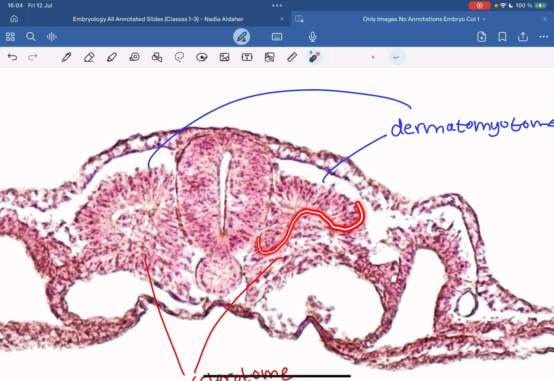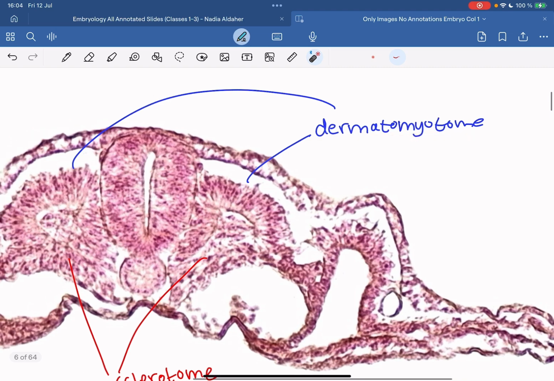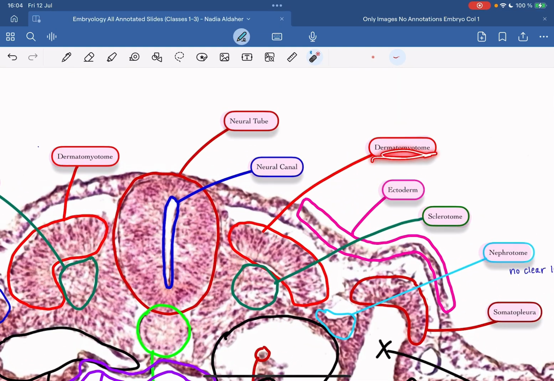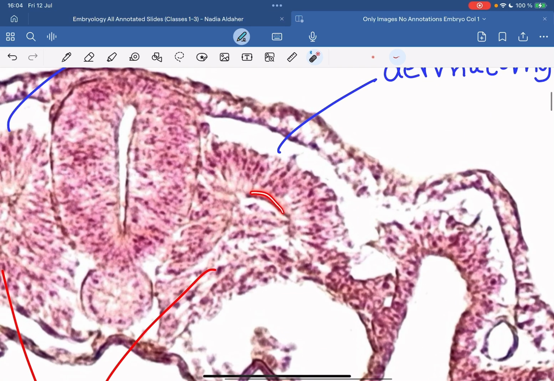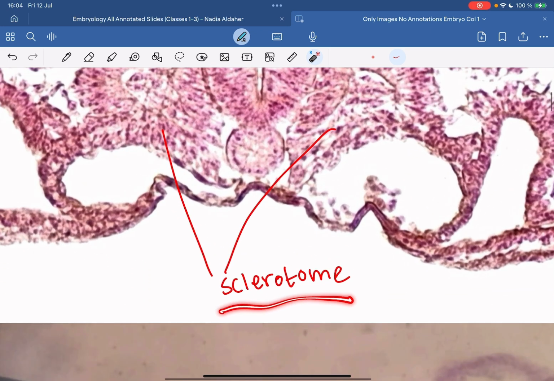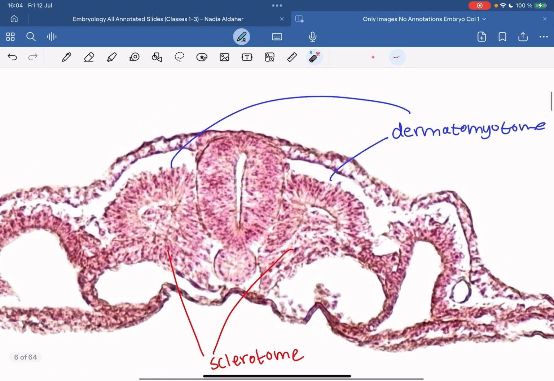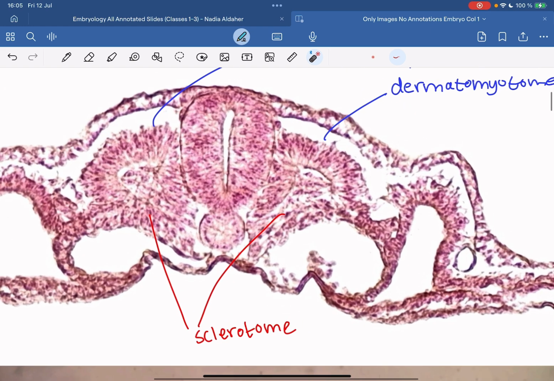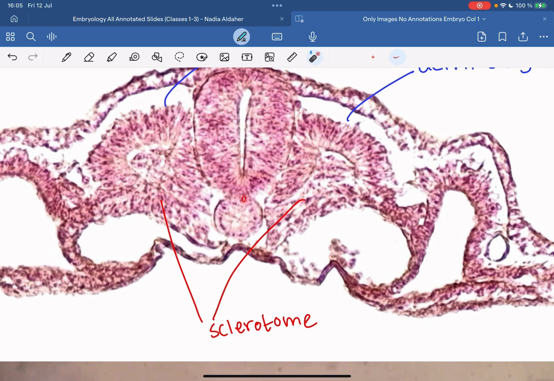Now we have this outer layer that is directed towards the outside of the slide, and this is called the dermatomyotome. We can see it here more clearly. And then the internal layer, the area that is surrounded by the dermatomyotome, is called the sclerotome. So instead of the somite, we have the dermatomyotome and the sclerotome. We still have the lateral mesoderm here. We don't have the intermediate mesoderm anymore. We still have the notochord, of course.